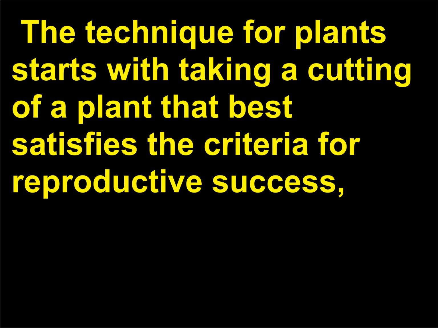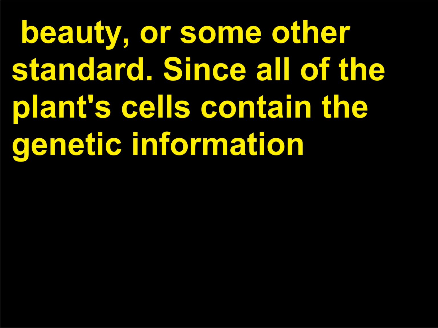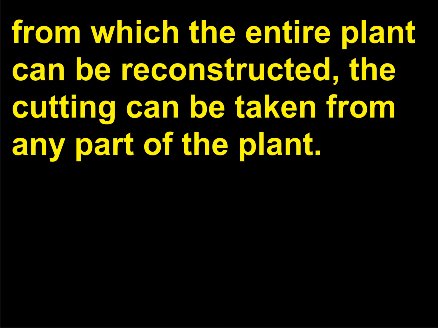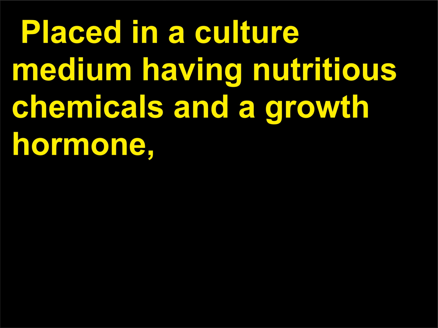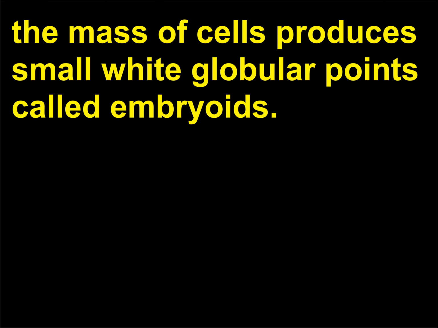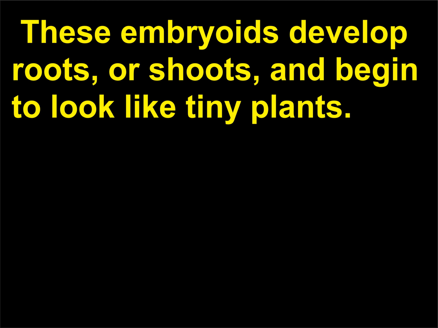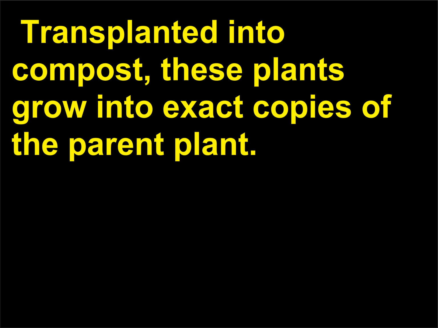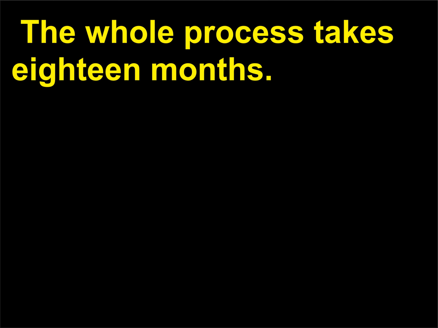The technique for plants starts with taking a cutting of a plant that best satisfies the criteria for reproductive success, beauty, or some other standard. Since all of the plant's cells contain the genetic information from which the entire plant can be reconstructed, the cutting can be taken from any part of the plant, placed in a culture medium having nutritious chemicals and a growth hormone. The cells in the cutting divide, doubling in size every 6 weeks until the mass of cells produces small white globular points called embryoids. These embryoids develop roots or shoots and begin to look like tiny plants. Transplanted into compost, these plants grow into exact copies of the parent plant. The whole process takes 18 months.